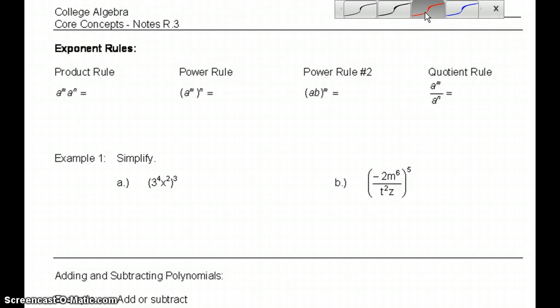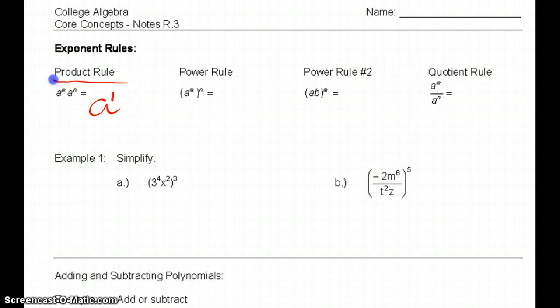Okay, so today we're going to talk a little bit about exponents, and then we're going to do operations of polynomials. So let's start with some rules that you learned in algebra and we might need to recap. Okay, product rule. When you have a base a to the m times the same base to another exponent, you are going to add the exponents. So you have the base a to the power of m plus n.